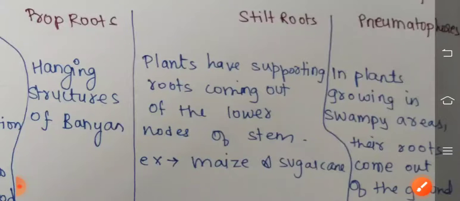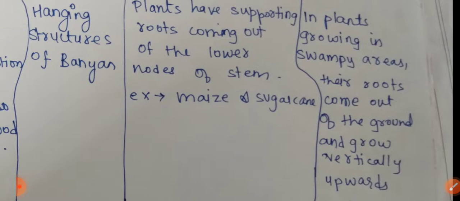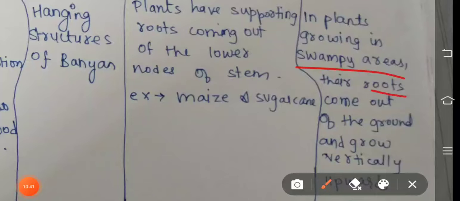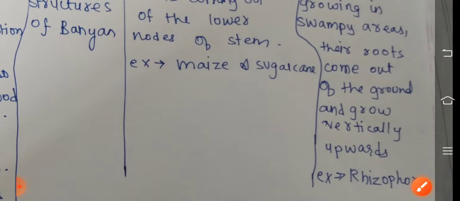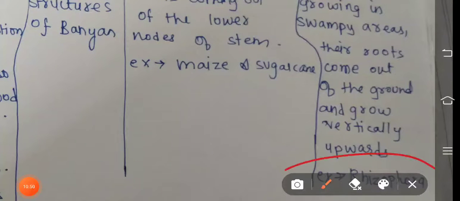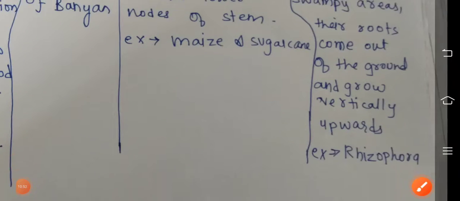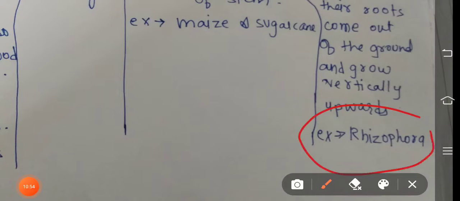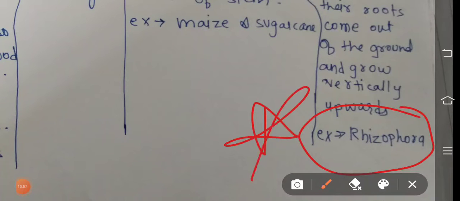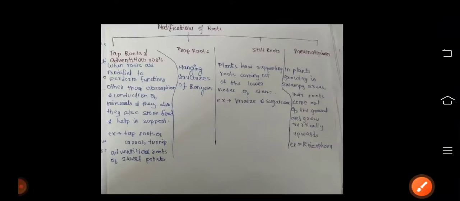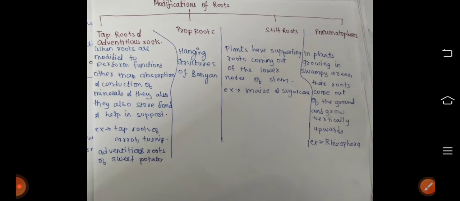Then pneumatophores. Pneumatophores are the roots of the swampy areas. What happens is that in the swampy areas the root comes out of the ground and grows vertically upward. This happens in the case of Rhizophora. This example is way too important, guys, please do remember it. Rhizophora. In swampy regions the root grows vertically upwards. There are only four modifications given in NCERT.